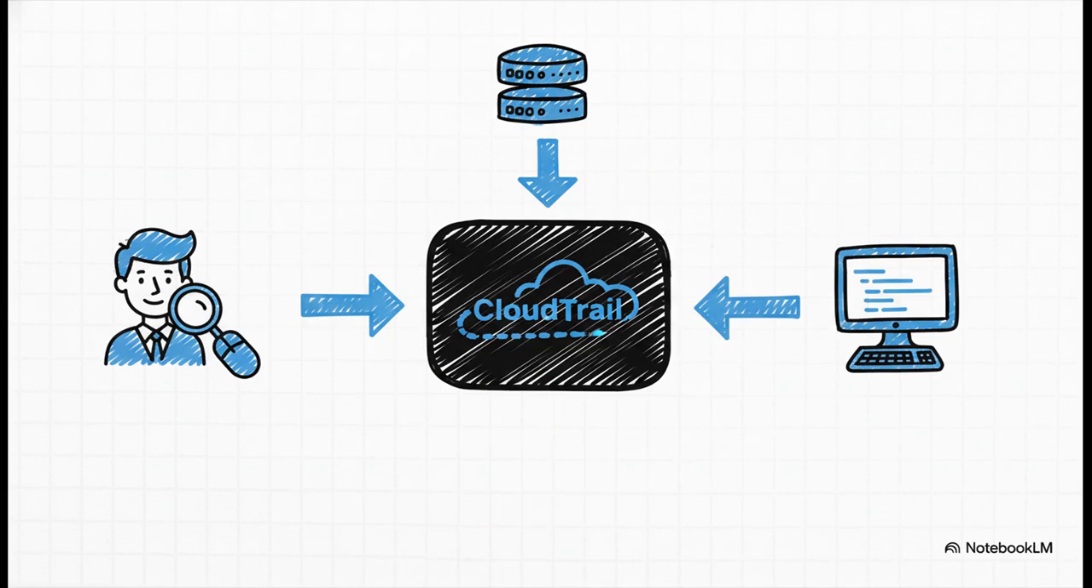And that's where AWS CloudTrail comes in. Think of it as the black box flight recorder for your entire AWS account. Every single API call, every click in the console, literally every action taken by any user or any service, it all gets logged right here. This is your ultimate source of truth.